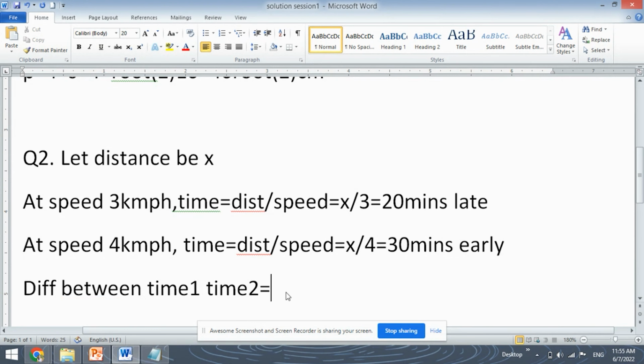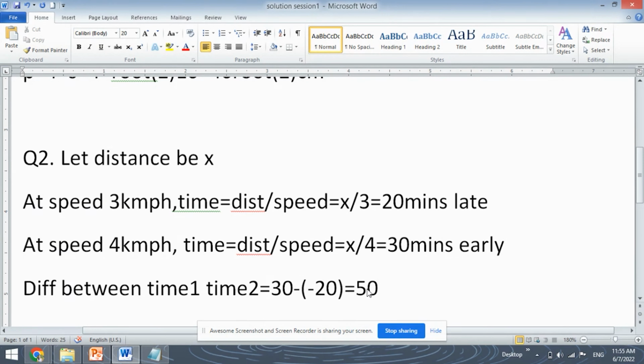Let's subtract 30 minus 20. Why minus 20? Because the person is reaching late, 20 minutes late, which means it is minus 20, and 30 minutes early, that is why it is positive 30. So your answer will be 50.